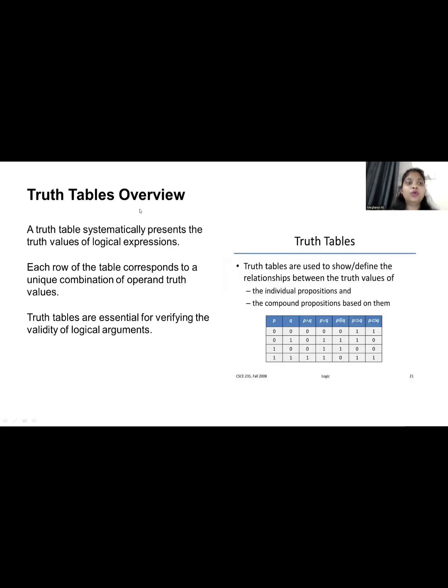And the truth table overview. A truth table systematically presents the truth values of logical expressions. Each row of the table corresponds to a unique combination of operand truth values. Truth tables are essential for verifying the validity of logical arguments. And the truth tables are used to show or define the relationship between the truth values of the individual propositions and the compound propositions based on them.